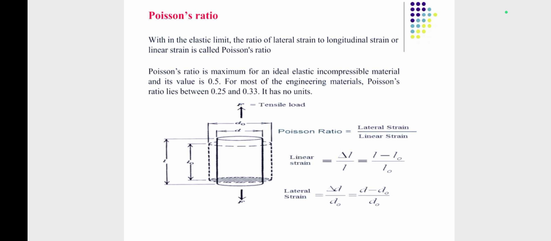One example is shown here. It's a cylindrical rod where force is applied axially. Linear strain means the ratio of change in dimension along the direction of applied force, and lateral strain means perpendicular to the direction of applied force. Diameter will change perpendicular to the applied force, therefore delta D upon D is nothing but lateral strain, and as the length will change along the direction of applied force, delta L upon L will be linear strain.